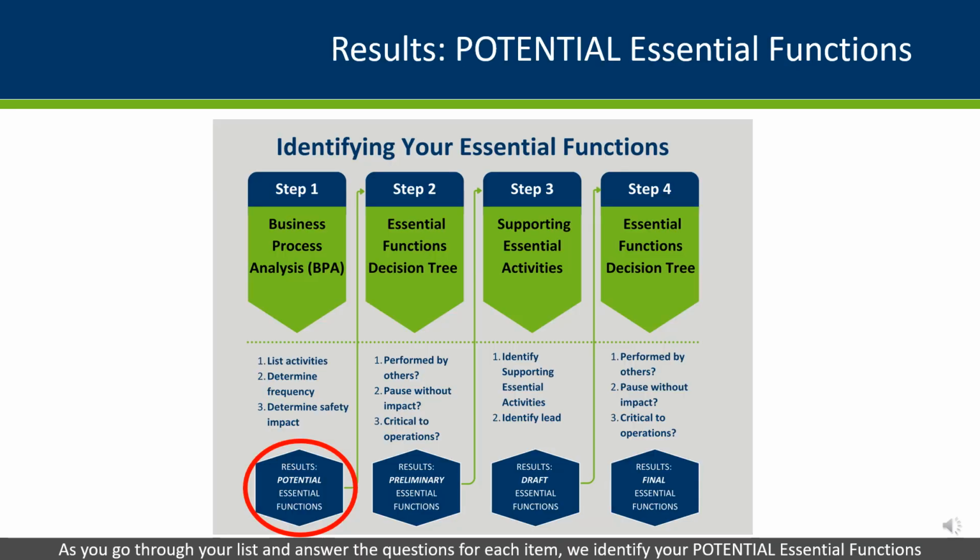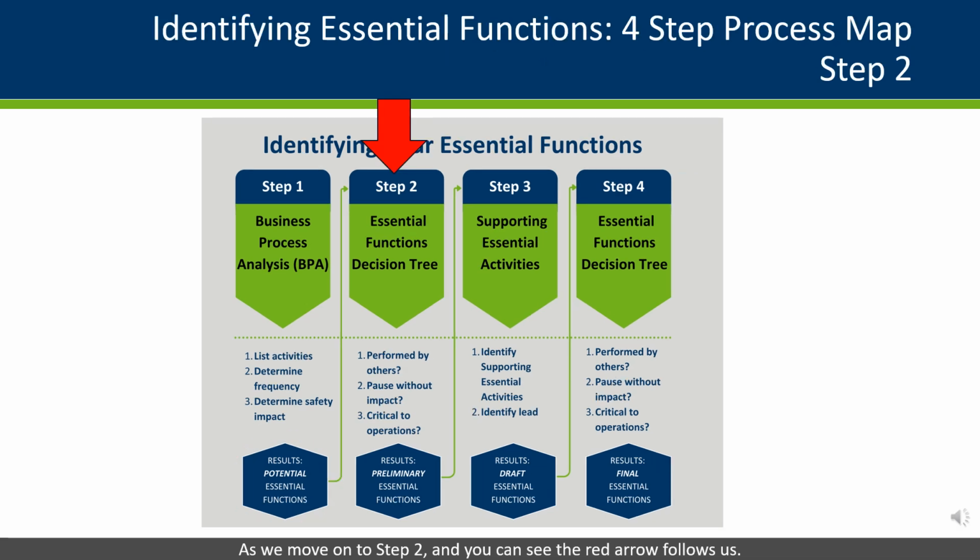As you go through your list and answer the questions for each item, we identify your potential essential functions, as noted by the red circle at the end of step 1 on our process map. As you look at your results, notice those functions that must be performed daily. Also note the functions that are directly related to patient, staff, or space safety. These are the items you can focus on for the next steps. As we move on to step 2, you can see the red arrow follows us. For demonstration purposes, choose 2 or 3 potential essential functions from your list. We will work through step 2, the essential functions decision tree, with your selected functions.